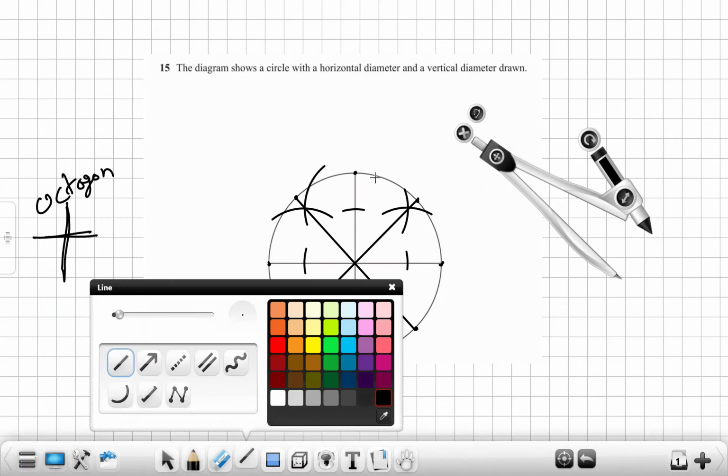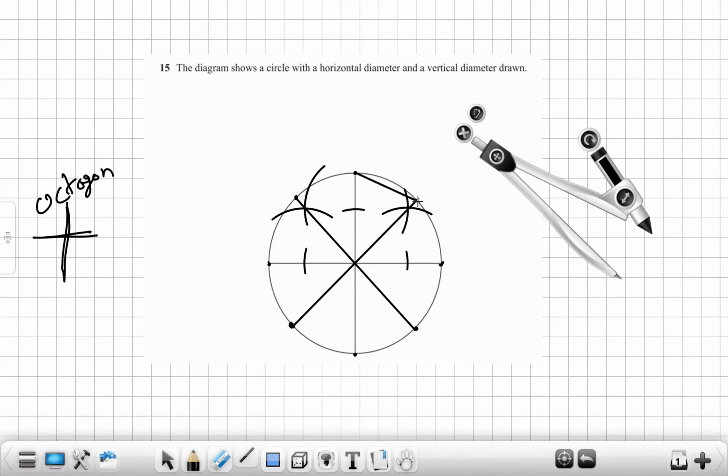Now you can easily draw or inscribe your octagon. Here you go. Now this is 7 sides, 8 sides. That's it. I inscribed a regular octagon.